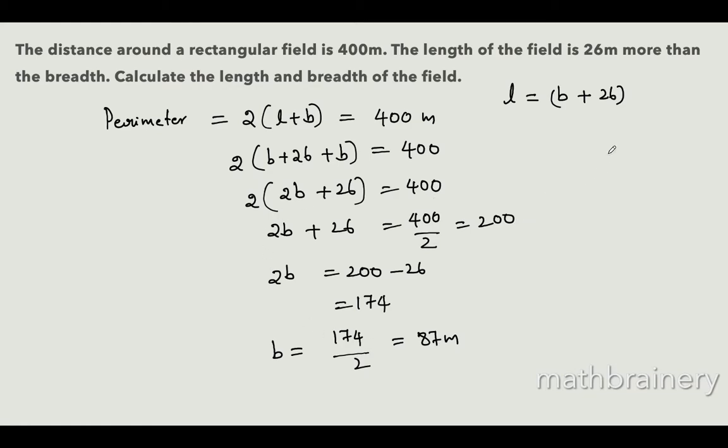So, when breadth is equal to 87 meters, length must be 87 plus 26 meters, which is 113 meters. So, length of this given rectangle is 113 meters and breadth is 87 meters. Let us look at the next question.